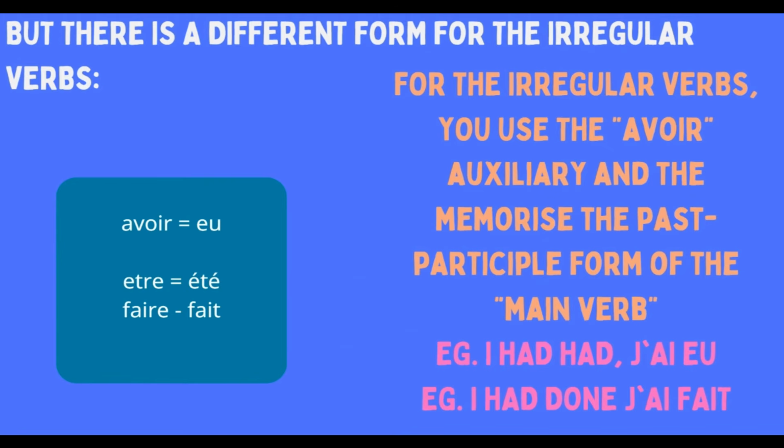But as usual, for the irregular verbs, there is a different form. Now, you can use the avoir auxiliary and memorize the past participle form of the main verb for irregular verbs. So, for example, if you wanted to say I had, it would be j'ai eu. I had done, j'ai fait. So the thing that changes when we're talking about irregular verbs is not the auxiliary, because you still use that, it's actually what happens to the main verb. And instead of having a particular pattern, you just have to memorize that avoir is eu, être is été, faire is fait, etc. These are called the past participles.